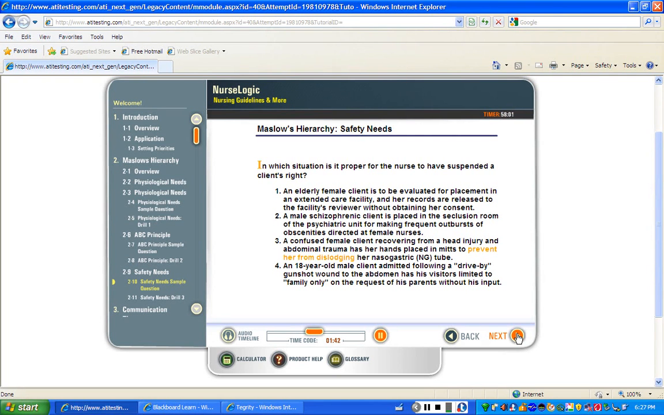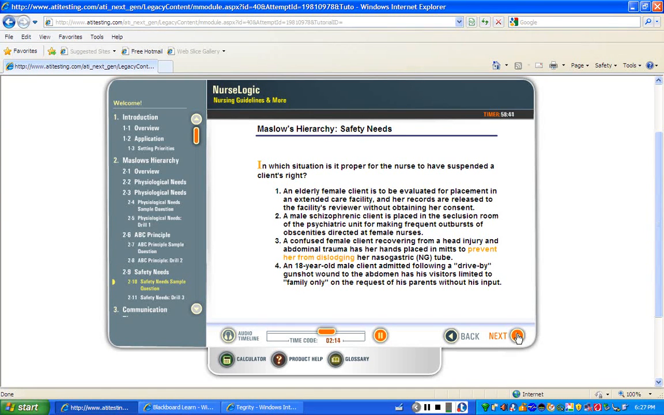Option number 3. A confused female client recovering from a head injury and abdominal trauma has her hands placed in mitts to prevent from dislodging her nasogastric tube. We will assign a plus to this option. We know that confused clients may be at risk for self-harm, and that this risk is one of the few reasons that restraint is allowed under current JCAHO guidelines. If the client dislodged her NG tube, she could be at risk for aspiration of stomach contents. Therefore, since mitts are the least restrictive device available for hand restraint, this is likely to be the current and correct answer.